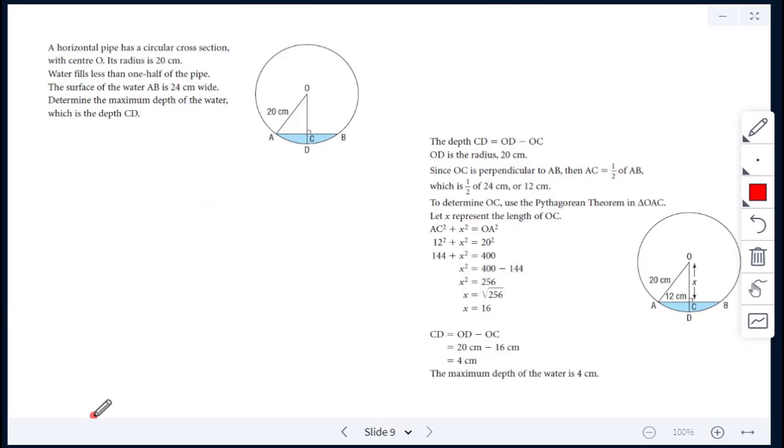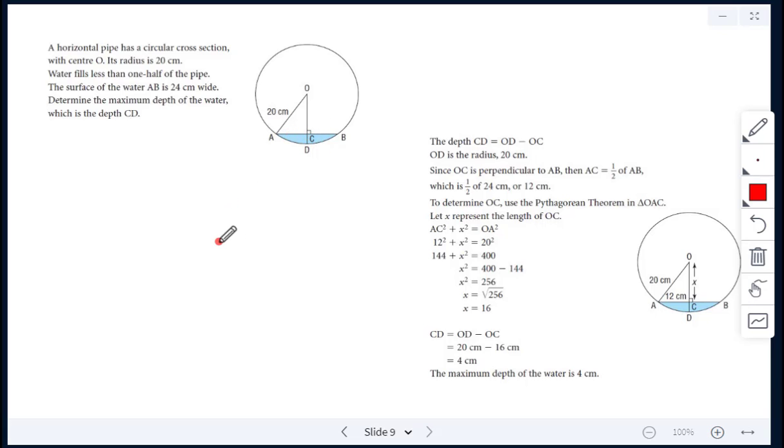All right, so here we have a horizontal pipe. This is a pipe, like a cross-section of a pipe that has a circular cross-section. The center is labeled O. The radius is 20 centimeters. 20 centimeters is shown here as the radius. So water fills less than 1/2 of the pipe. So in blue, that's the water. The surface of the water, AB, so point A to B, is 24 centimeters wide. That's the chord, A to B is 24 centimeters wide. Determine the maximum depth of the water, which is depth C to D. So we need to figure out C to D.